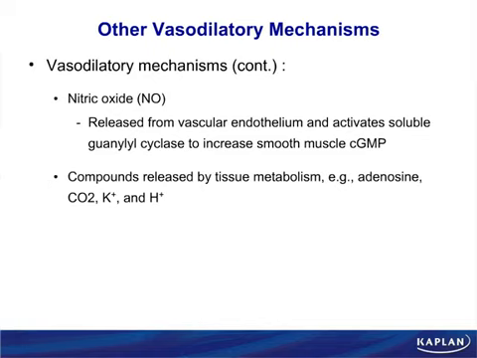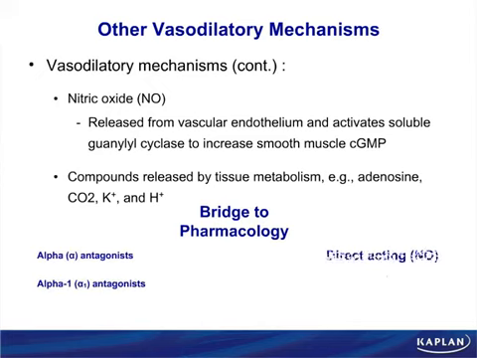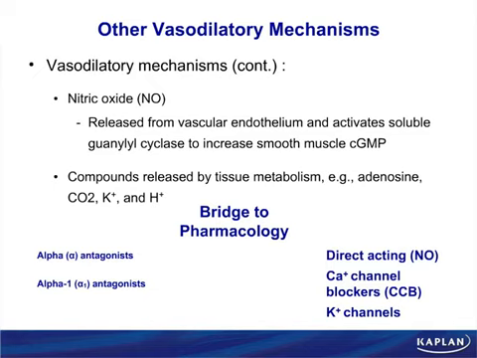Now let's bridge a little bit to pharmacology. Those are our endogenous mechanisms. So what are some classes of drugs that can cause vasodilation? Well, we can block alpha receptors, like phenoxybenzamine. We have selective alpha-1 blockers. Can you think of any of those? Yeah, like prazosin. Very good.